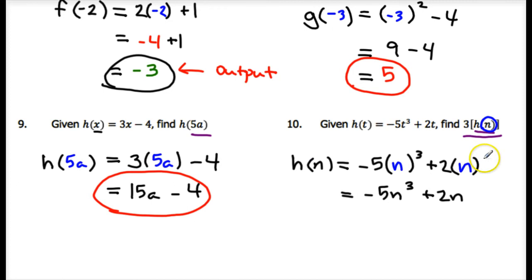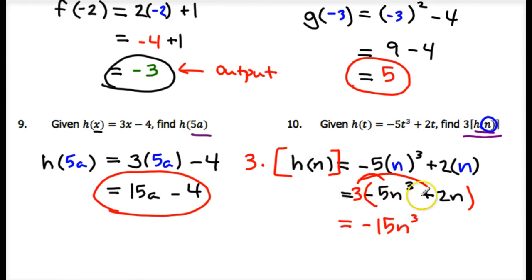Okay, now let's take a look at that 3. All it wanted us to do was multiply everything by 3 at the end is what that means. 3 times all of this. So if I put in this 3 now, and I take everything here times 3, that just means I need to distribute this 3. So 3 times -5n cubed would be -15n cubed. 3 times 2n will be 6n. So the output here is -15n cubed plus 6n.